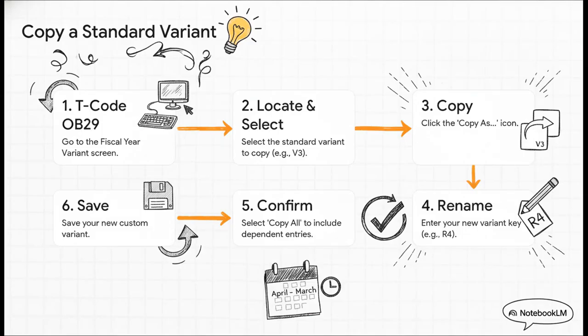The best part? You almost never have to build these from scratch. The standard practice in SAP is to just find one that's already been delivered with the system that matches what you need, like V3 for an April to March year, and simply copy it. You just go into the transaction OB29, give it your own name, and save it. Boom, you have a fully functional financial calendar in like 30 seconds.